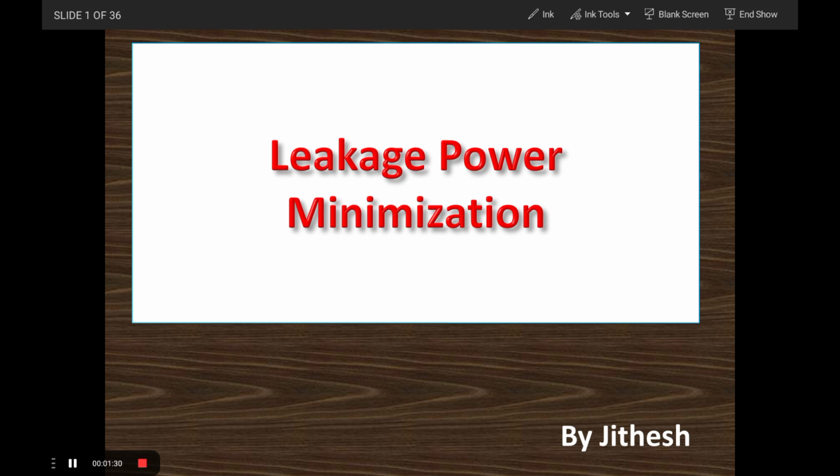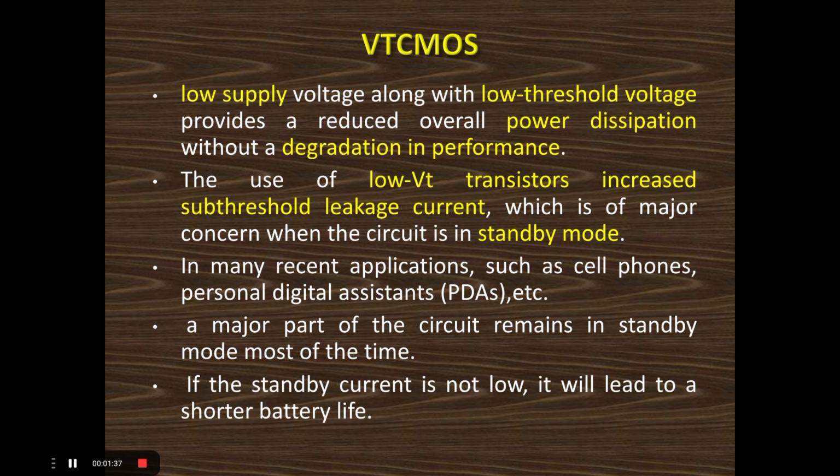So that is nothing but VT CMOS. VT CMOS is a variable threshold CMOS. How is this VT CMOS very helpful for reducing the supply voltage? That is, for reducing the leakage current.